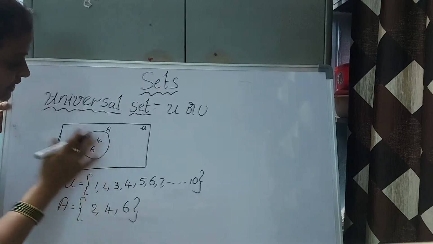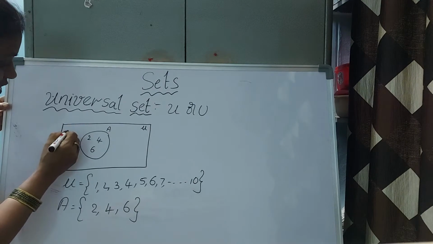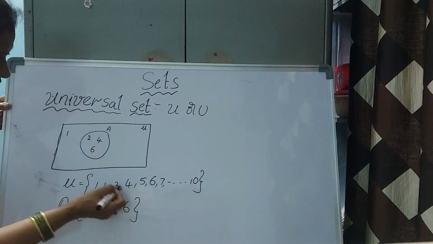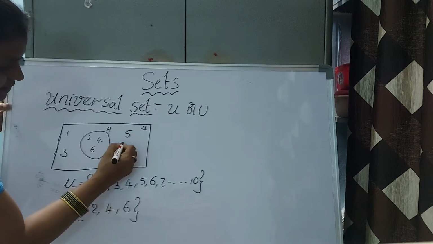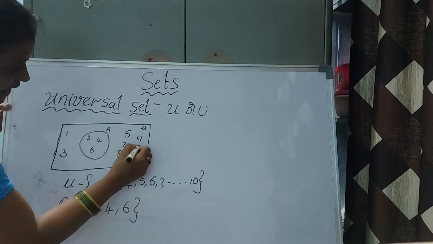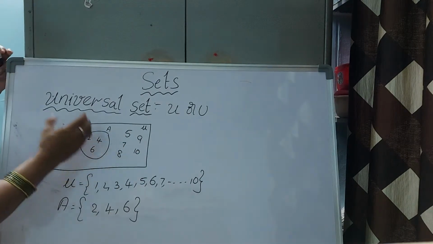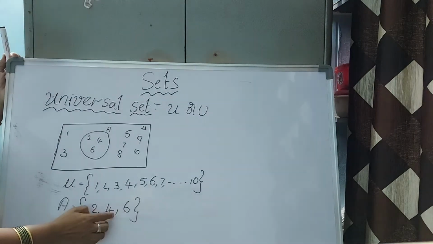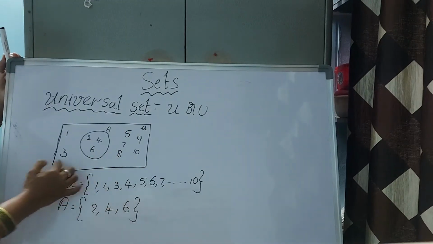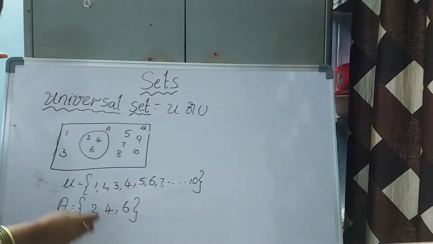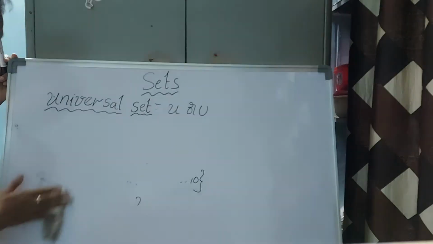Remaining elements we have to write here, that is in the universal set. What are the remaining elements? 1, 2 is already there. 3, 4 is there. 5, 6 is there. So 7, 8, 9, 10 are present outside set A. In set A we have only 2, 4, 6. Remaining elements are present in this. This is the universal set.